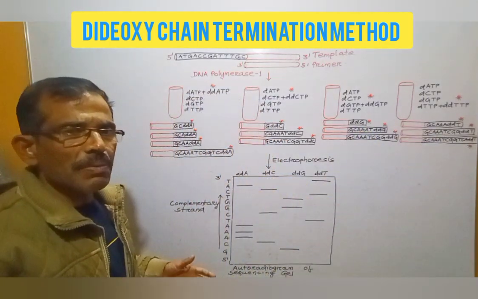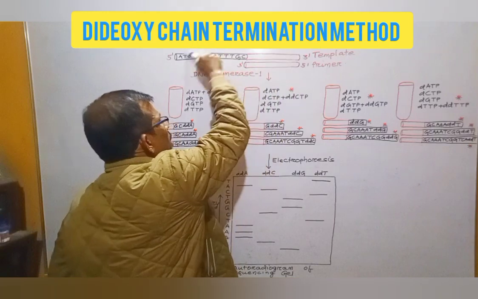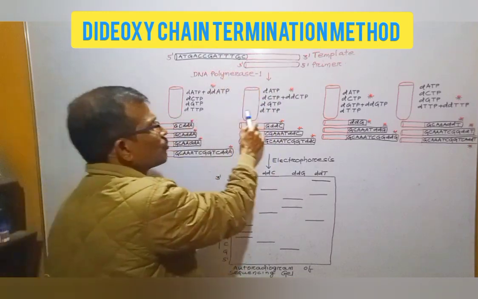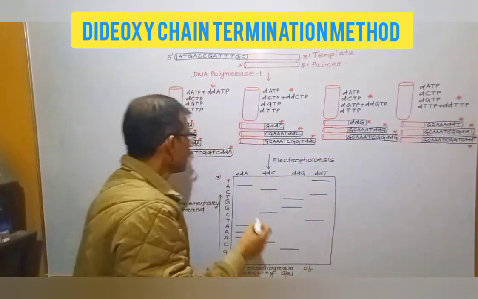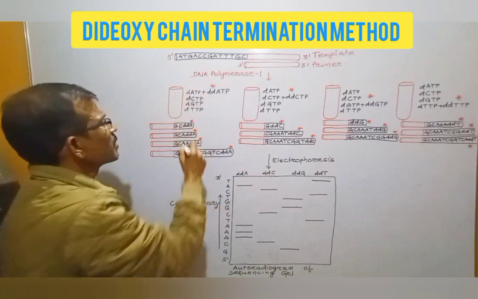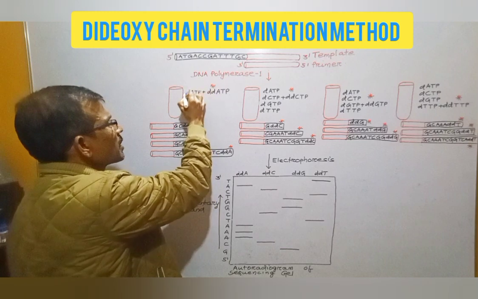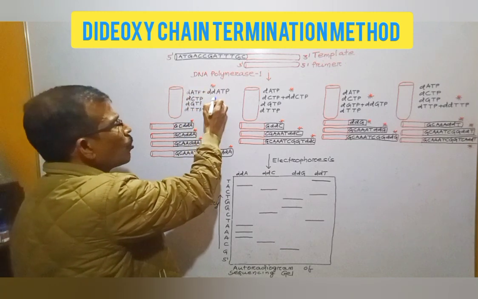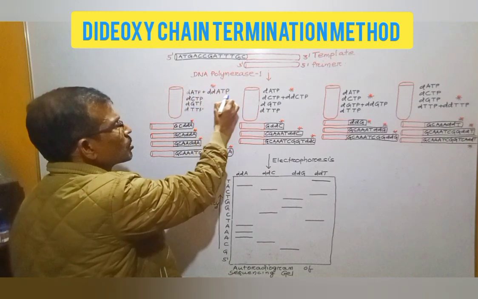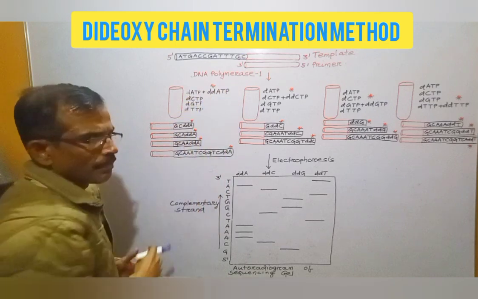This is achieved by dividing the copies of the DNA template into 4 different batches. In the first batch, the reaction mixture includes 4 types of deoxyribonucleoside triphosphate and only labeled dideoxyadenosine triphosphate.